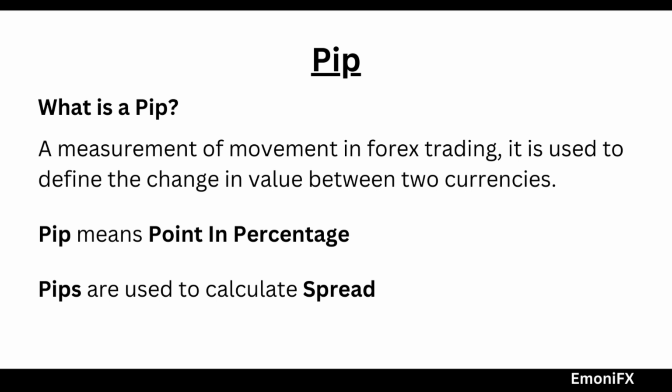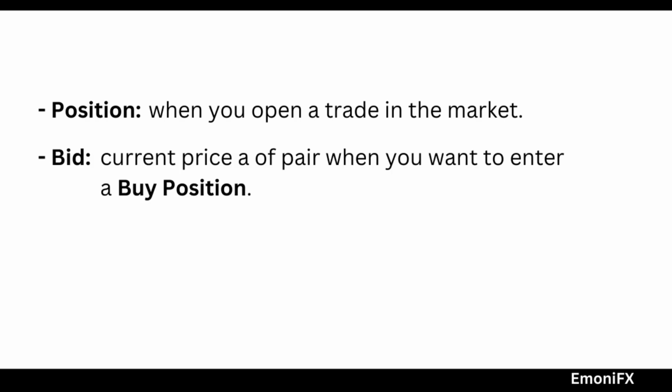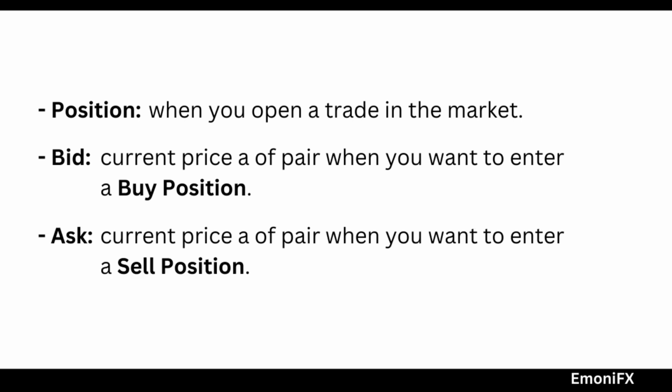Now, if you notice, I used some terms that may seem technical, so I'll just explain them real quick to make sure you really understand. Now, what is a position? A position is when you open a trade in the market. Closing the trade will simply mean closing your position. Now, what is a bid price? A bid price is the current price of a pair when you want to enter a buy position, while the ask price is the current price of a pair when you want to enter a sell position.